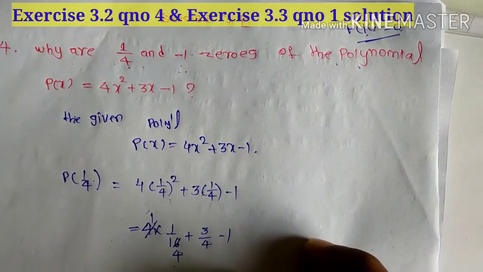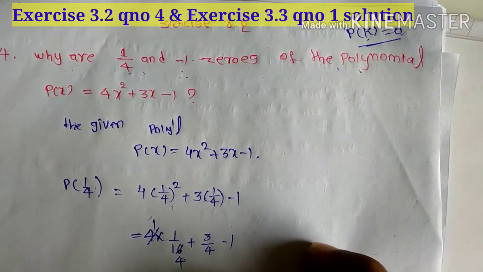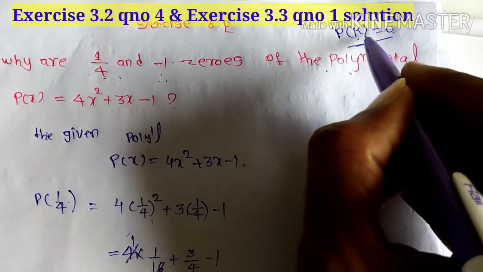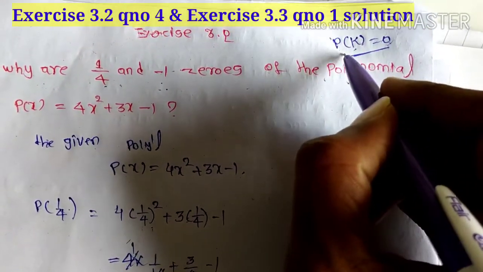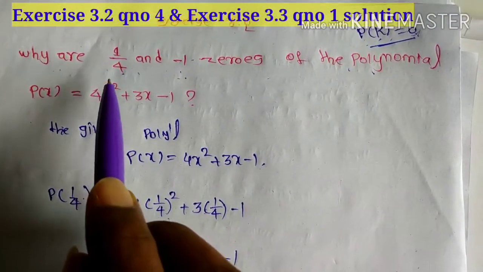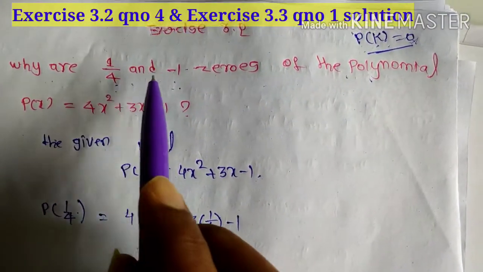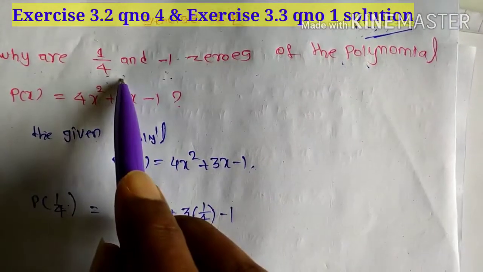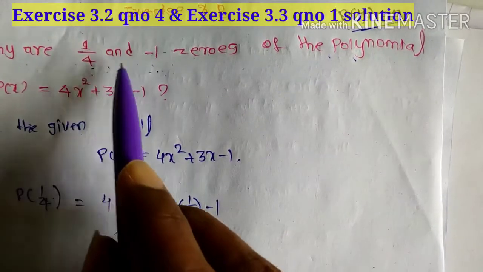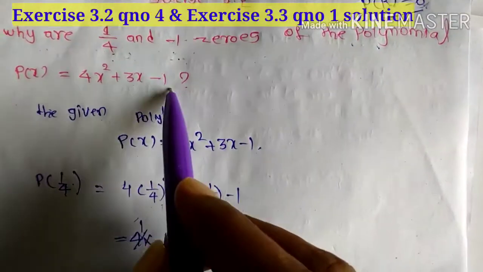Any real number k is said to be a zero of polynomial p of x when p of k is equal to 0. So you can find here p of 1 by 4 and p of minus 1, whether it is equal to 0 or not. If it is equal to 0, you can call these two numbers as zeros of the given polynomial.